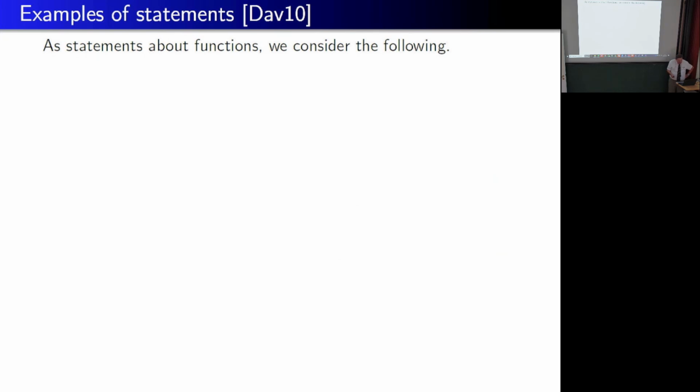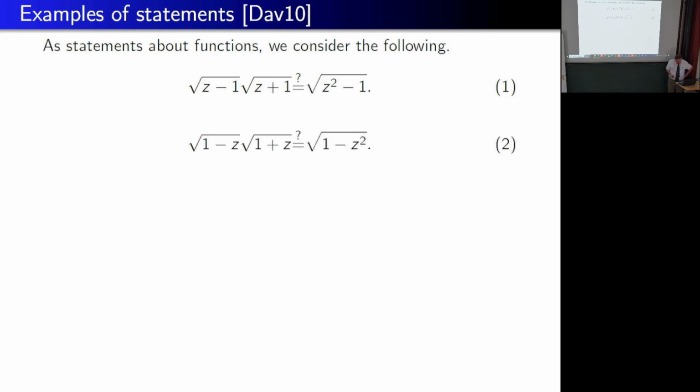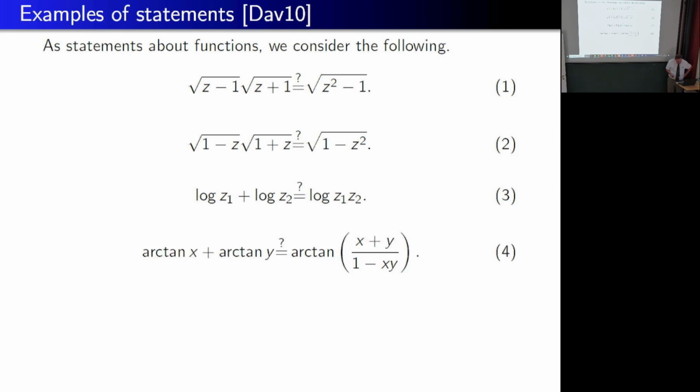So here are some statements about functions. The square root of z minus 1 times square root of z plus 1 is equal, possibly, to the square root of z squared minus 1. Or the square root of 1 minus z times square root of 1 plus z is possibly equal to the square root of 1 minus z squared. Log z1 plus log z2 is possibly log z1 z2. Arctan x plus arctan y is possibly the arctan of x plus y over 1 minus xy.